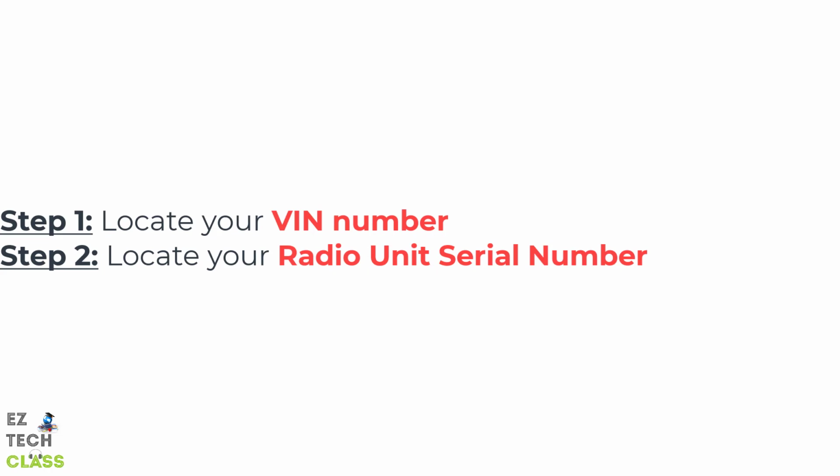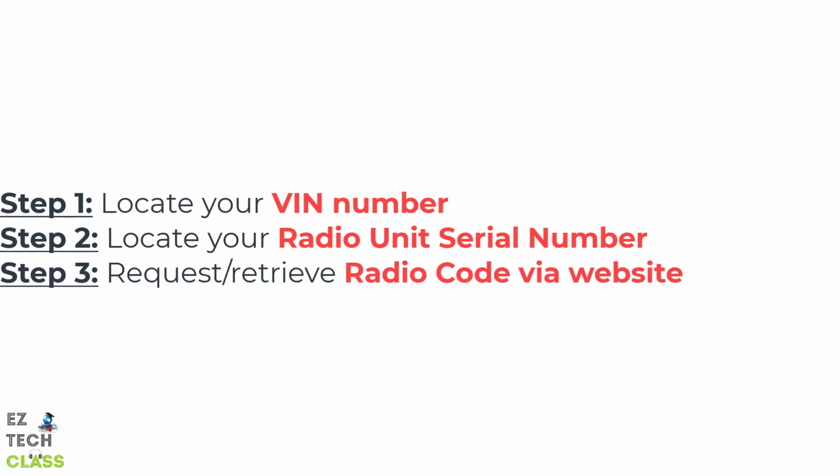Step number 2 is look up the radio code serial number in the glove box of the vehicle. And step number 3 is going to the website, enter the VIN number and the current radio code number that you found in the glove box, and send that information to request or reset the new radio code, and it's going to be available almost immediately for you to enter and unlock the radio. So without further ado, let's go to step number 1 to find the VIN number.